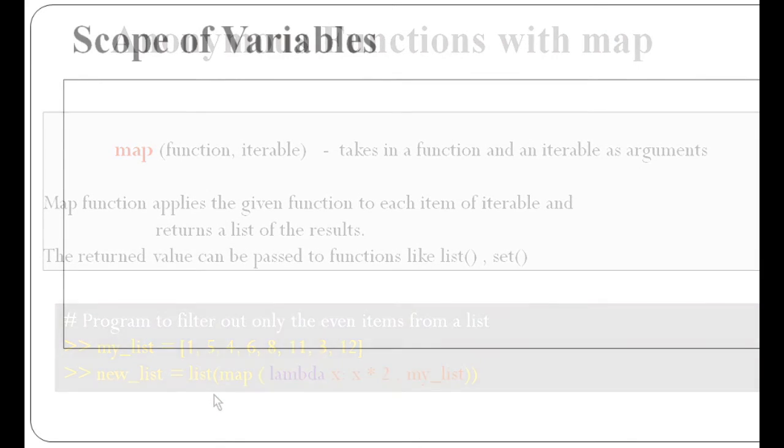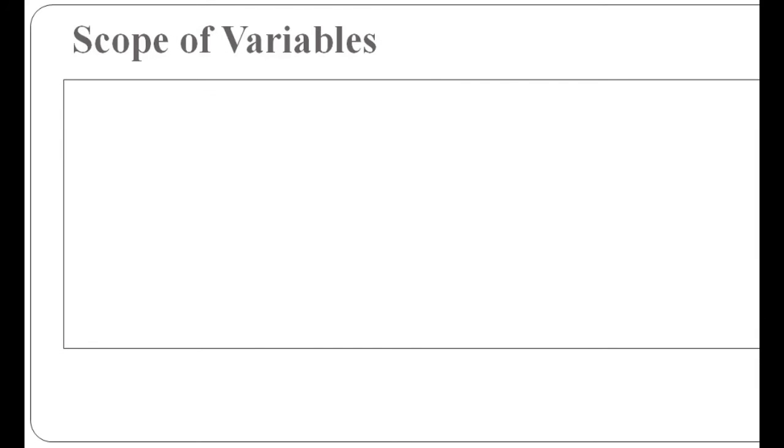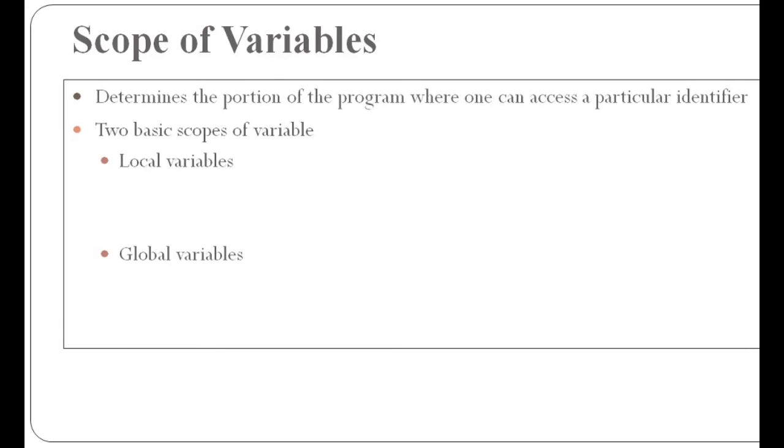All variables in a program may not be accessible at all locations in that program. This depends on where you have declared a variable. Scope of variable is the portion of the program where the variable can be accessed or recognized. Parameters and variables defined inside a function are not visible from outside the function. Hence, they have a local scope. They are destroyed once we return from the function. Hence, a function does not remember the value of the variable from its previous call.